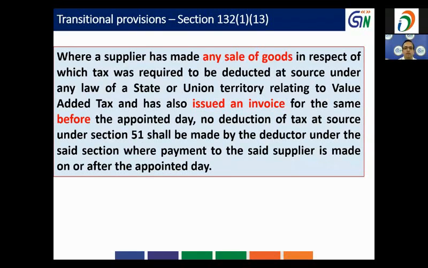So section 51 excludes certain provisions. One is that the sale has been made. Second, it is made under the existing law. And third, the invoice has been issued before 30th of June. Then if all three conditions are satisfied and payment is made after 1st of July, you need not deduct any TDS under section 51.